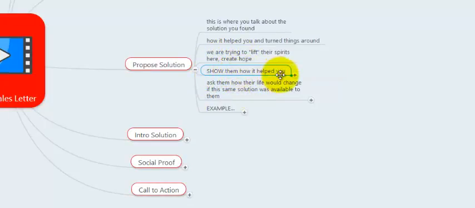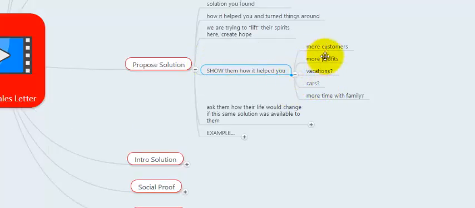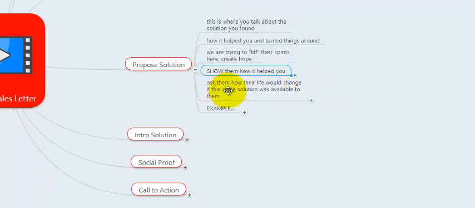Show them how your solution helped you. Did it help you get more customers? Did it help you get more profits? Did it help you make more money so you could go on more vacations with your family? Did it help you buy that exotic car that you always wanted? Did it help you make more money so you can work less and spend more time with your family? What did it do? How did the solution help you?